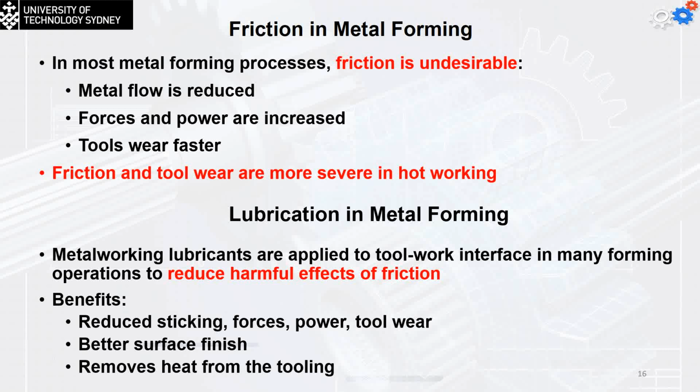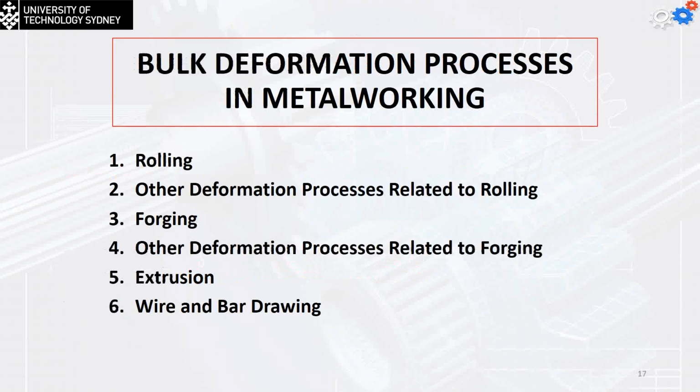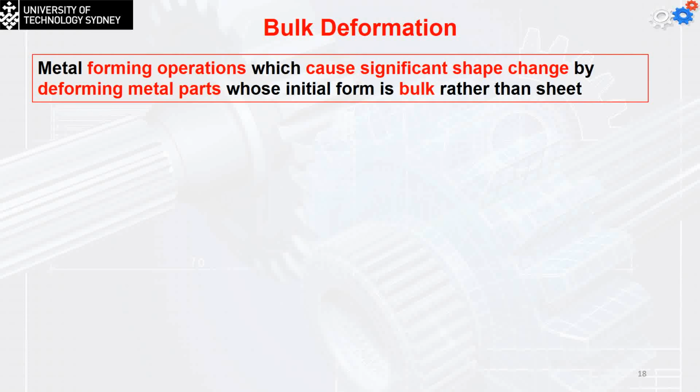So we are going to go through the main bulk deformation processes in metal forming, which are the rolling and other operations related to the rolling, the forging, the other deformation related to the forging, extrusion, and wire and bar drawing operations. So once again, we said that the bulk deformation is mainly going to be done on a bulk material. Volume is going to be big, so the area to volume ratio is going to be usually small. The forming operation will cause a significant change in shape.